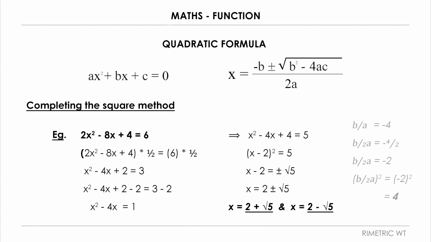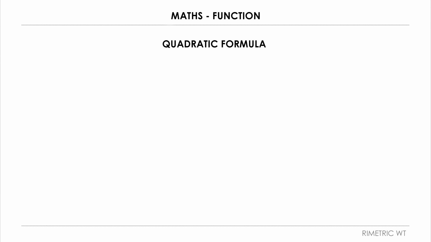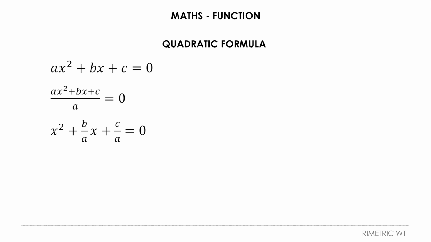Since this method can be used for solving any quadratic equation, let's use it to derive a general formula for a standard quadratic equation, ax squared plus bx plus c equals 0. We're going to follow the exact steps we used solving the equation in our example. First, we divide all terms by a to make the coefficient of x squared 1. Then we get x squared plus b over a x plus c over a equals 0.